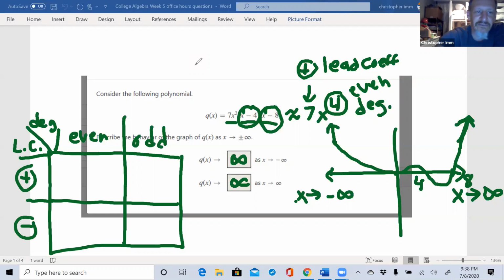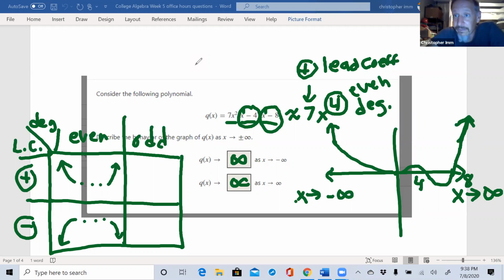So if I have an even degree and a positive leading coefficient, my end behavior goes up to infinity at the ends. If I have an even degree with a negative leading coefficient, it's like a parabola that's been flipped. So it goes down to negative infinity on both sides. So I would just put in a negative infinity for these two, if that was the case.